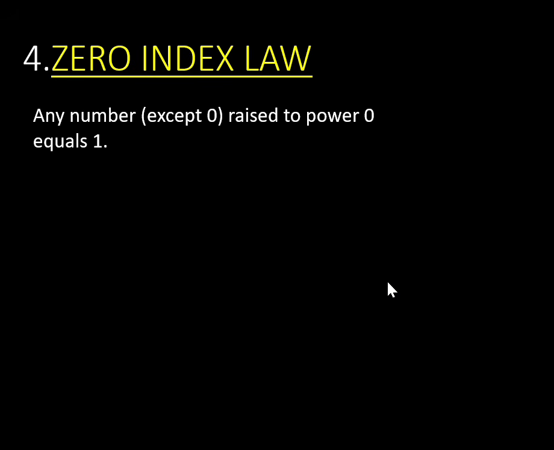We continue to the zero index law, which says that any number except 0 raised to power 0 equals 1. This is the funniest law, and therefore any number raised to 0 except 0, we get 1. So a raised to 0, we get 1. 7 raised to 0, we get 1. X raised to 0, we get 1. So any number except 0 raised to power 0 equals 1.